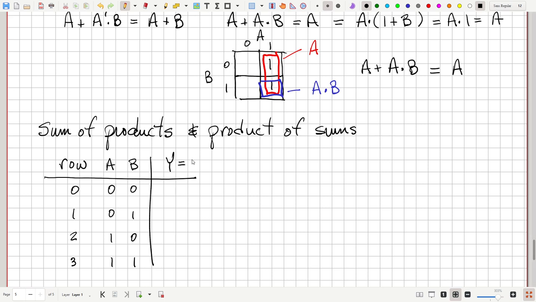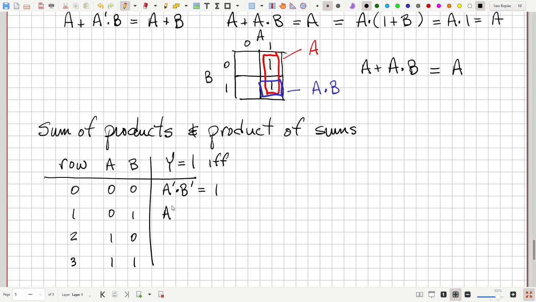And we'll say Y equals 1 if and only if the following condition is true. When do we get a 1 here? If A is 0, then not A is 1, and B is 0, so not B is 1. So not A and not B. If that's equal to 1, then we get a 1 in that row. And that expression is 0 for all other rows, because it's only 1 when A is 0 and B is 0.